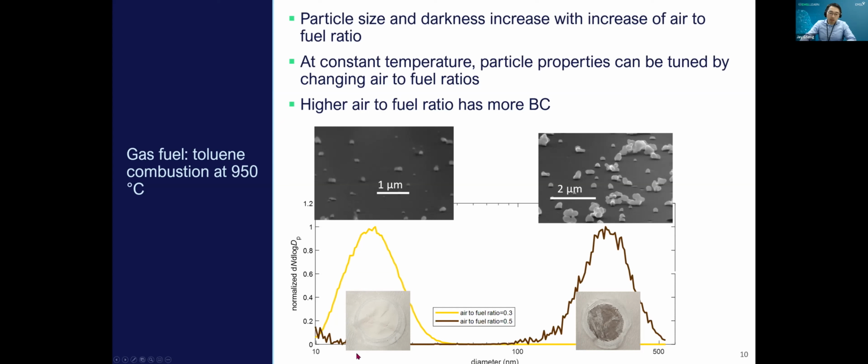Moreover, we collected particles on Teflon filters, and you can see here that for particles collected at low air to fuel ratio, the color is almost invisible, but at high air to fuel ratio, they are much darker, indicating that at higher air to fuel ratio, particles have much higher light absorption properties.